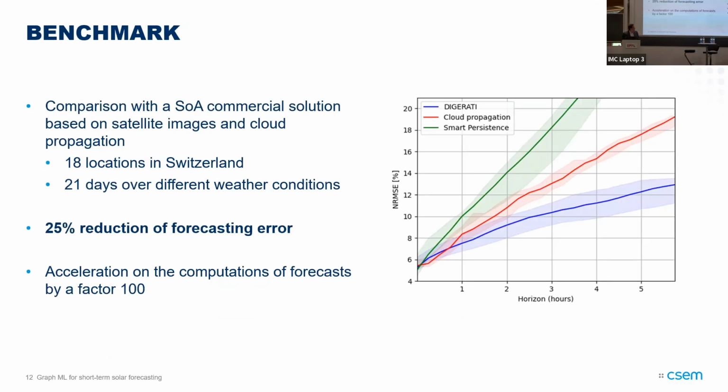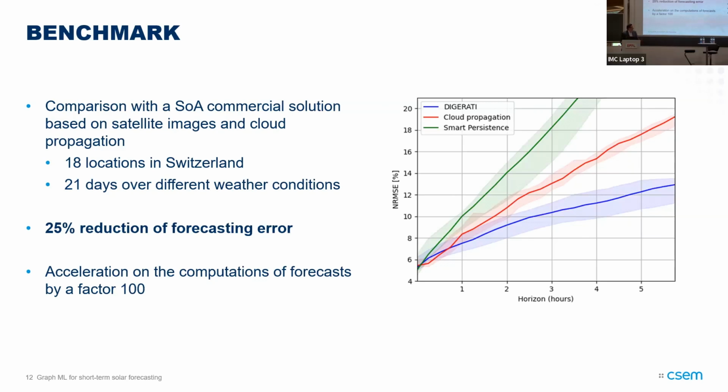On the right, we have a plot of the normalized root mean square error of the forecasting error against the forecasting horizon up to 6 hours. In green, we have the error evolution of the smart persistent models. This is the de facto benchmark model in PV or solar production. In red is the error evolution of this commercially available solution for solar forecasting. And in blue are the results of Digerati.